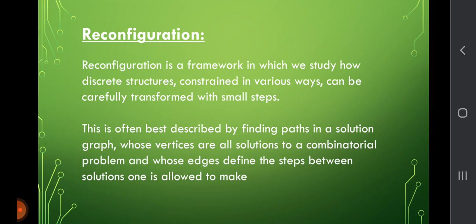So now we will discuss what reconfiguration is. Reconfiguration is a framework in which we study how discrete structures, constrained in various ways, can be carefully transformed with small steps. This is often described by finding paths in a solution graph whose vertices are all solutions to a combinatorial problem and whose edges define the steps between solutions one is allowed to make.